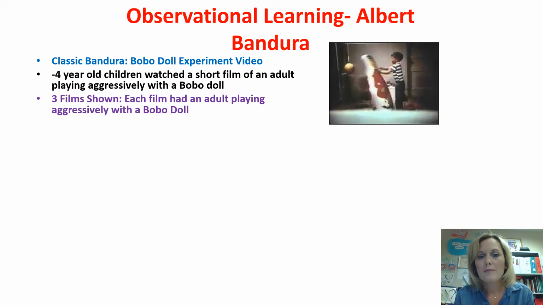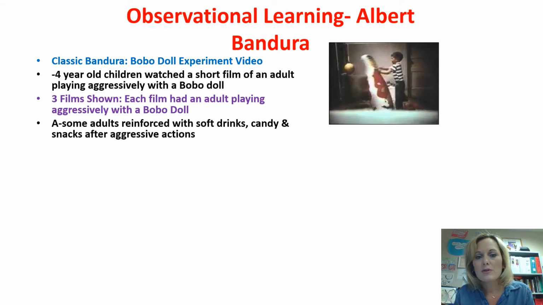One was more of the control group, and they're watching a film of an adult interacting with this Bobo doll. Now the Bobo doll is a blown up kind of clown looking thing. It has a weight at the bottom, so when you hit it, it pitches back up. So you used to be able to hit it and then it would come back up and you could play with it and so forth.